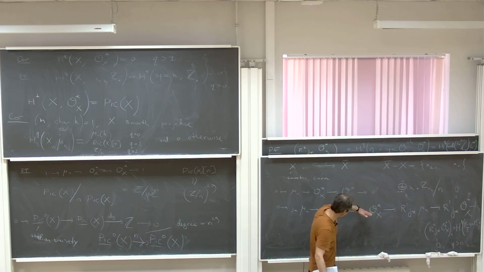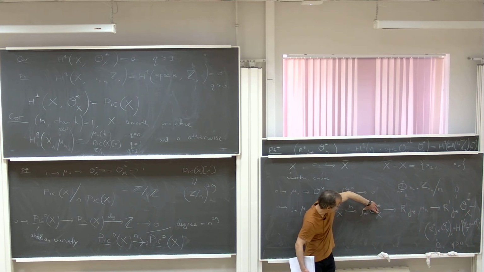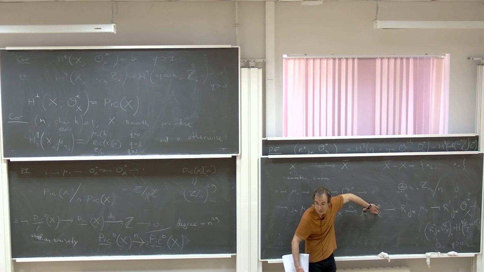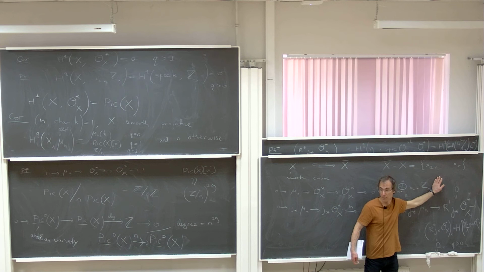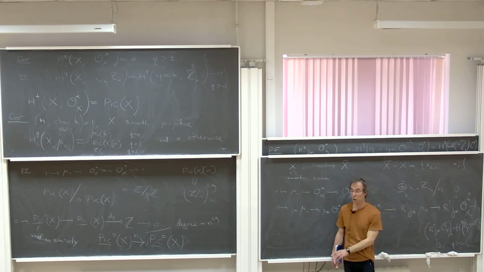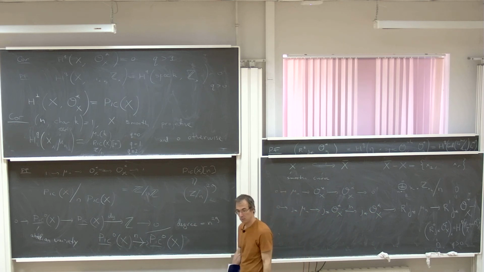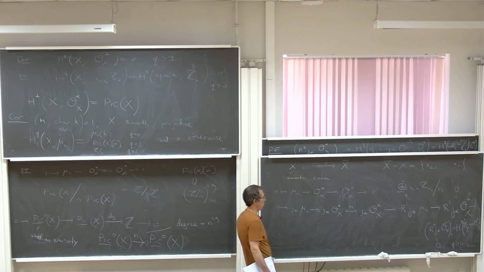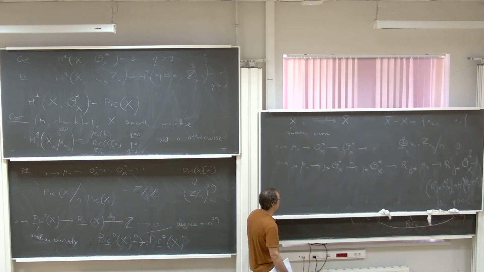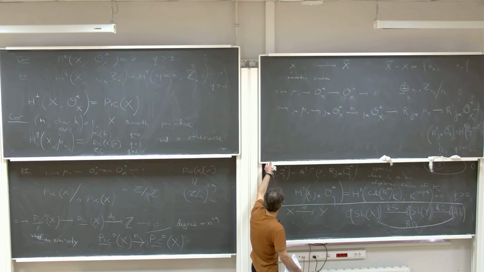So the map here is the following. You take this function and you take its divisor. Its divisor lives here. But if its divisor is divisible by n, then you can extract a root. Good. So we computed. Now let's use it.